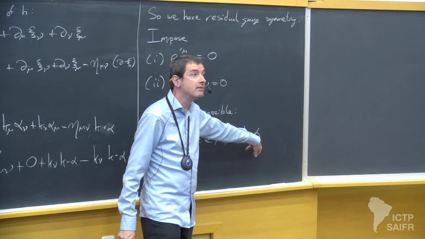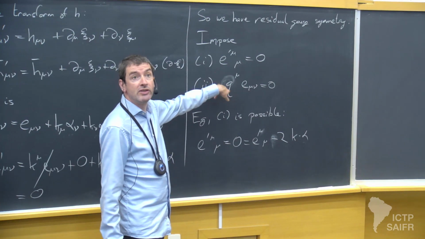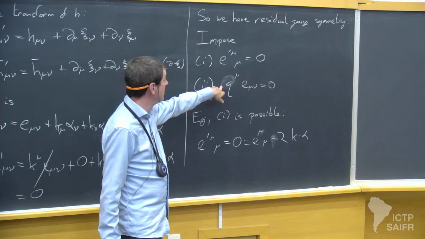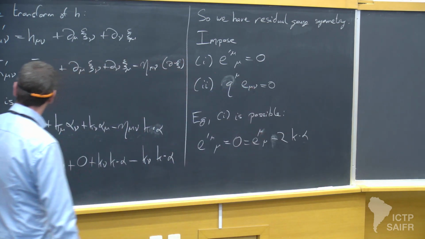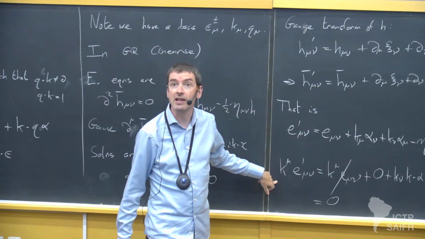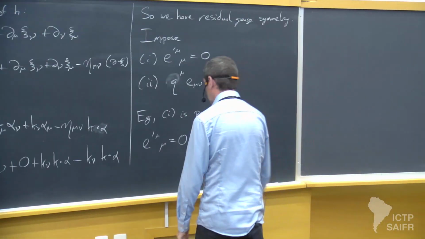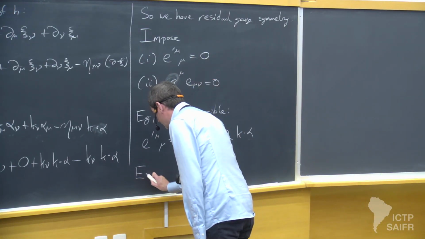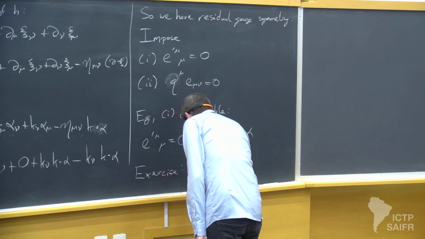So that uses up one of my components of alpha, right? It leaves 3 left. The 3 left you can use to impose this condition 2, right? You might think, oh look, there's 4 conditions here, but there's really only 3 because you automatically satisfied the de Donder gauge condition. So there's really only 3 conditions left. And you can go ahead, that's an exercise. I like setting exercises. So check 2 is possible.